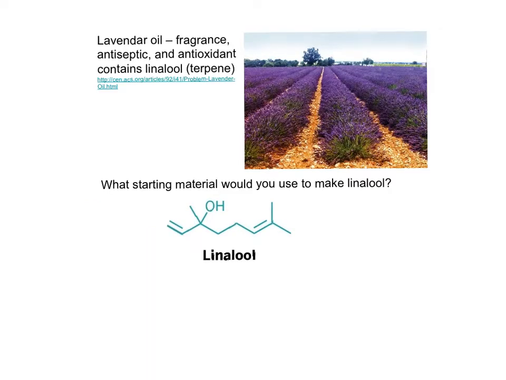So if you like lavender, you like linalool. Now linalool is an allylic alcohol, so stop the video and identify the starting material you would use to make this compound. So you'll want to start with the conjugated diene and react with HBr, and then once you get the allylic bromide, convert that to allylic alcohol.